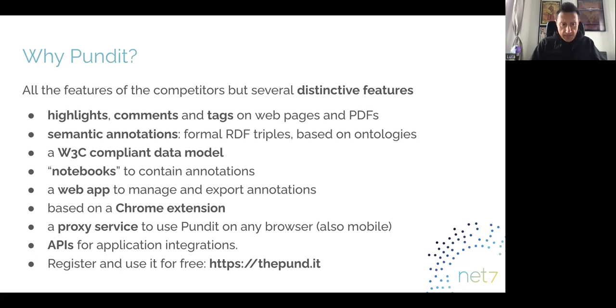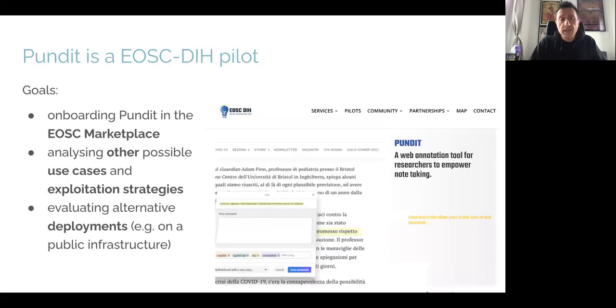We also have APIs for application integration. There is a central web app where all annotations can be found, notebooks can be seen, data can be exported, etc. And Pundit is free to use, so you can register for free at https://thepund.it. And Pundit is an EOSC DIH pilot.